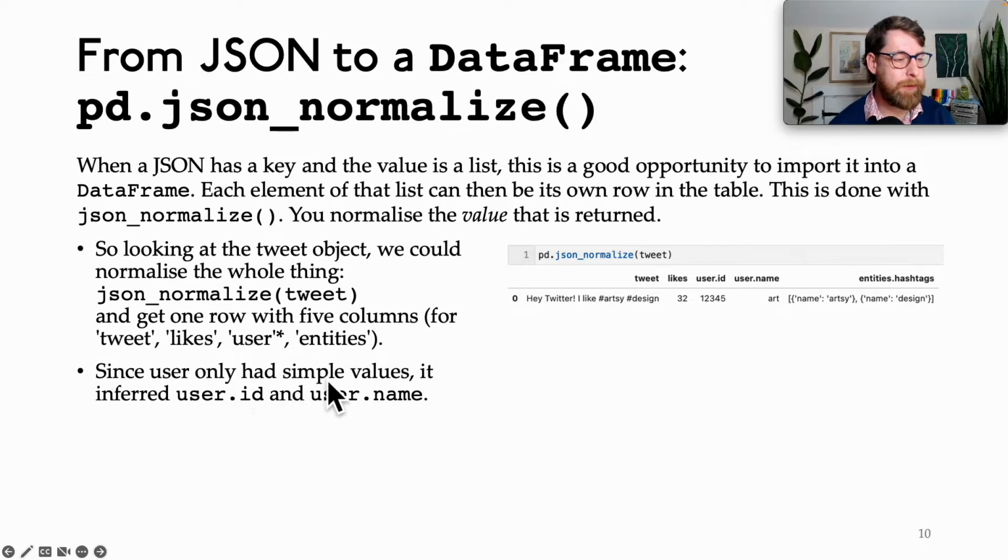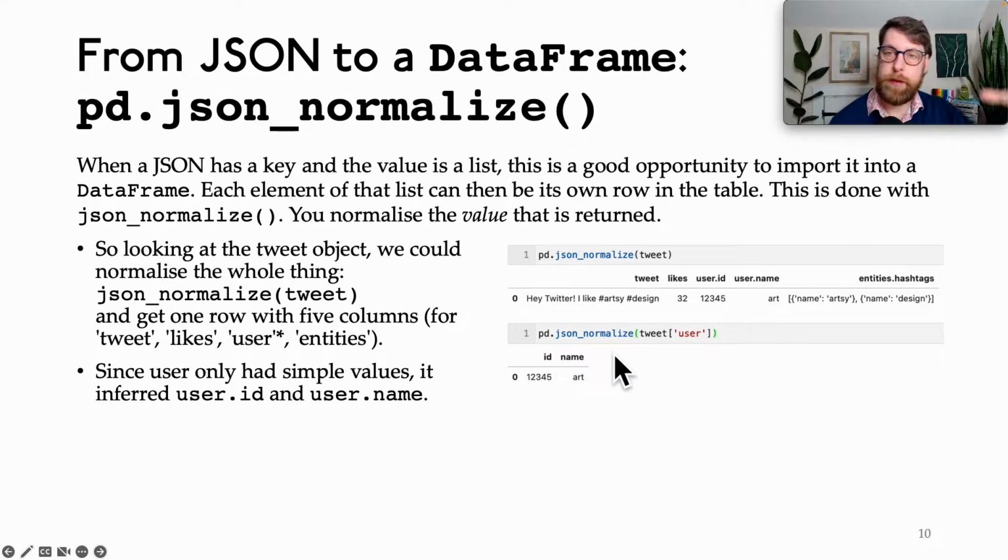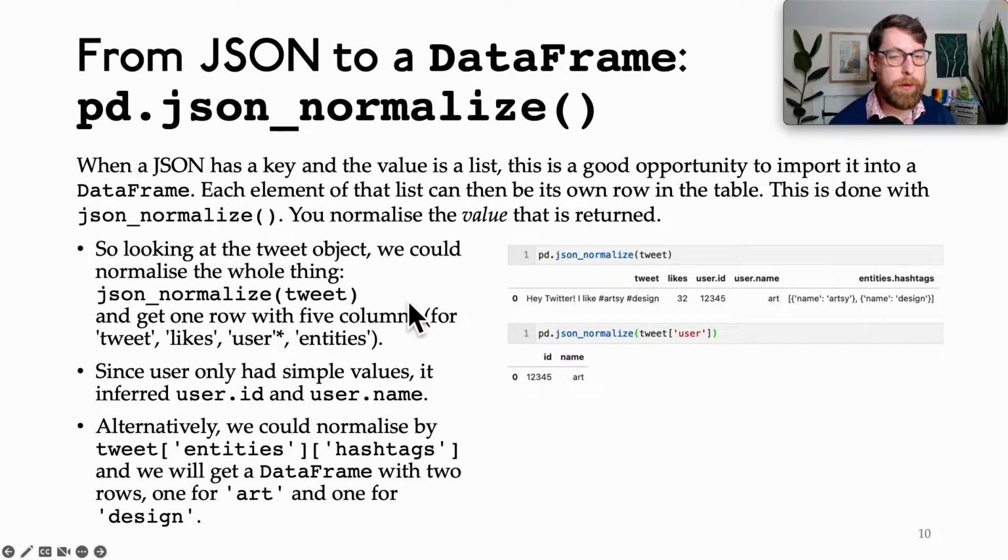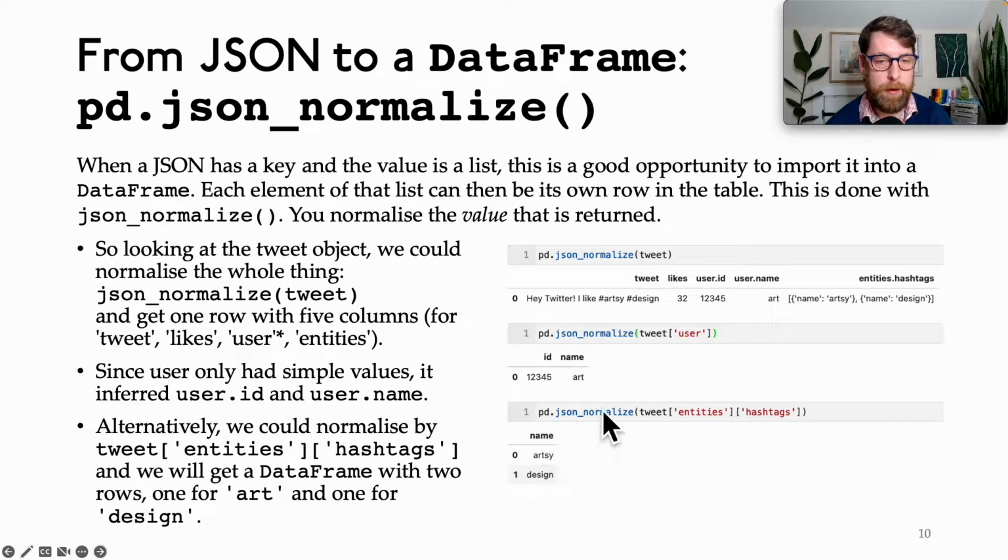Since it only had simple values, it did that. Now, if you do this for tweet and the user, then you'll see it takes those columns and it doesn't have user dot at it. It's just ID and name, because remember, it's normalizing the value that's returned right here. And also, you notice that entities.hashtags had its own little dictionary in there. So if we normalize by that down to the hashtags, we see name. It's got 2 names there, but it figures out that name is the column, and that artsy and design are the hashtags, and thus they're the rows in this data frame.